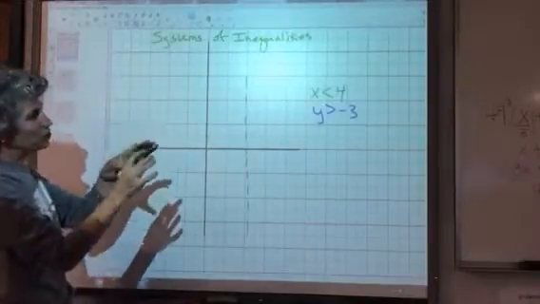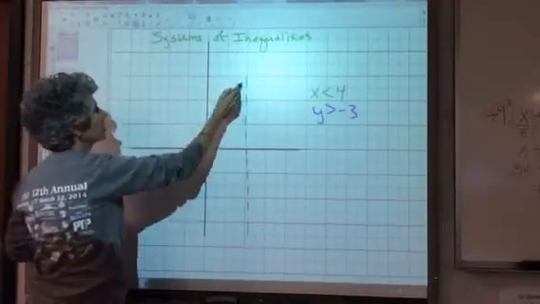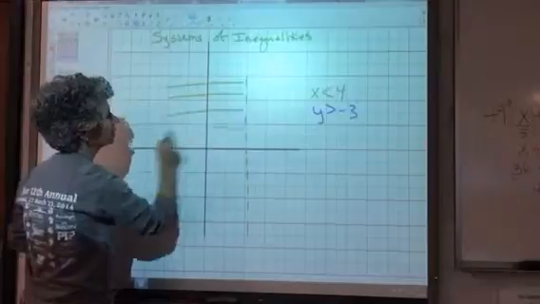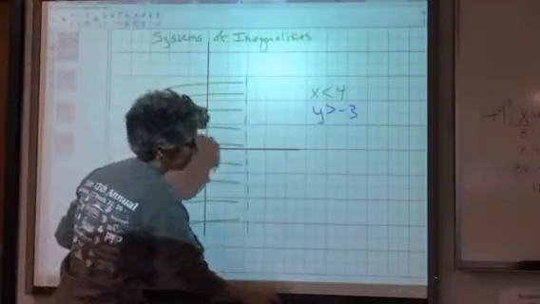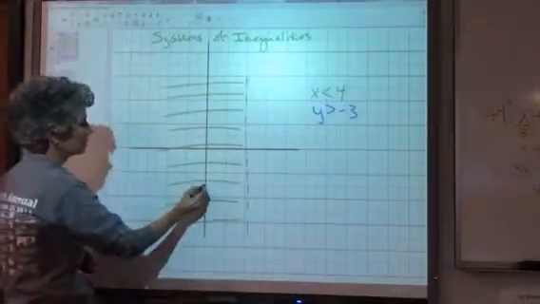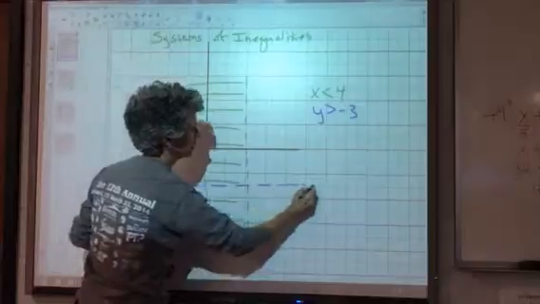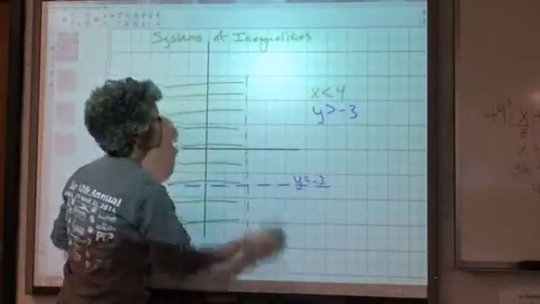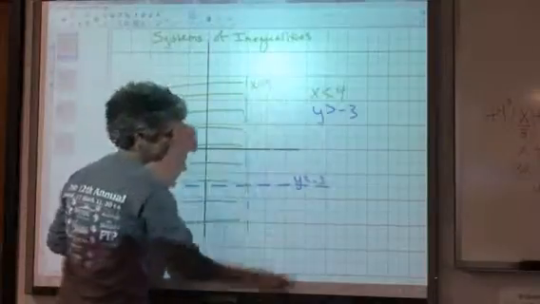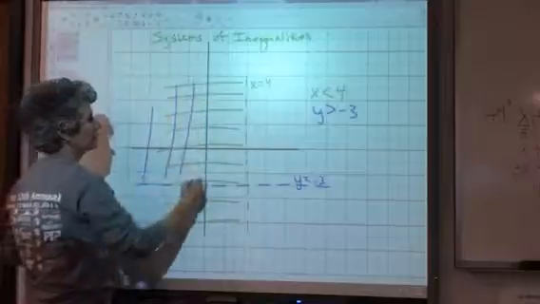Because we're doing two, what you really want to do is make two different kinds of shading. You can use colors. I'm going to do this kind of a thing. Y is greater than -3. That'd be a horizontal line at -3. Again, that one's broken. So that's y equals -3. This one is x equals 4. And then we want it greater than, so that would be this side of the blue line.